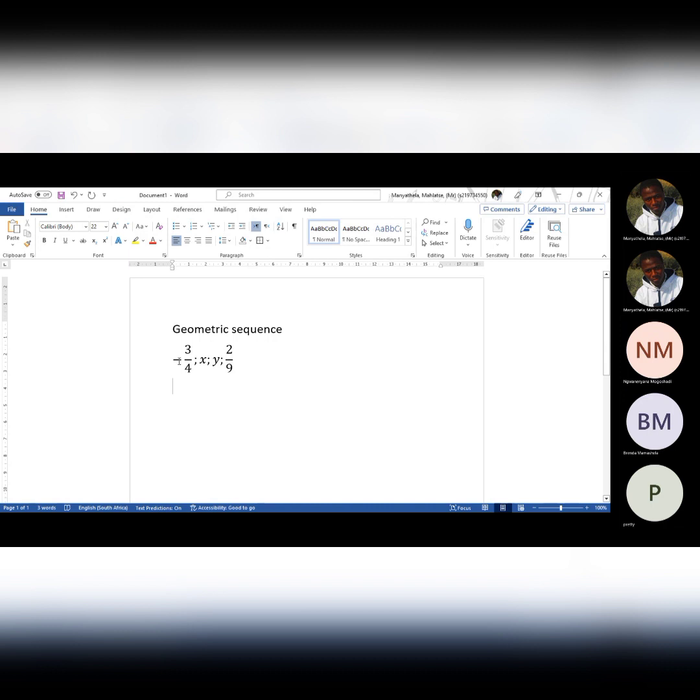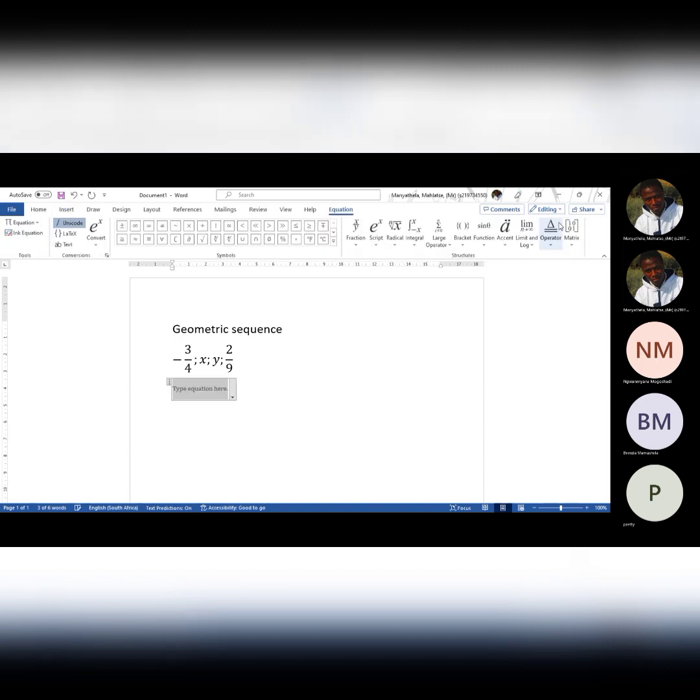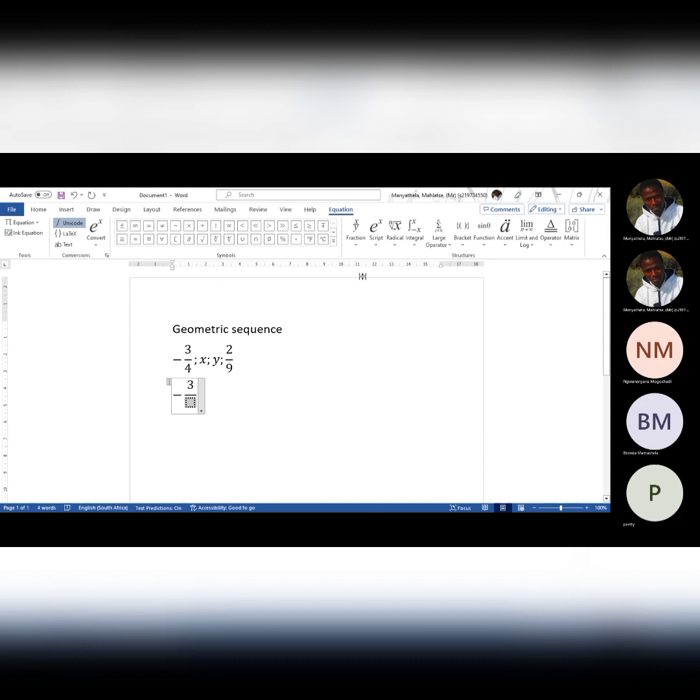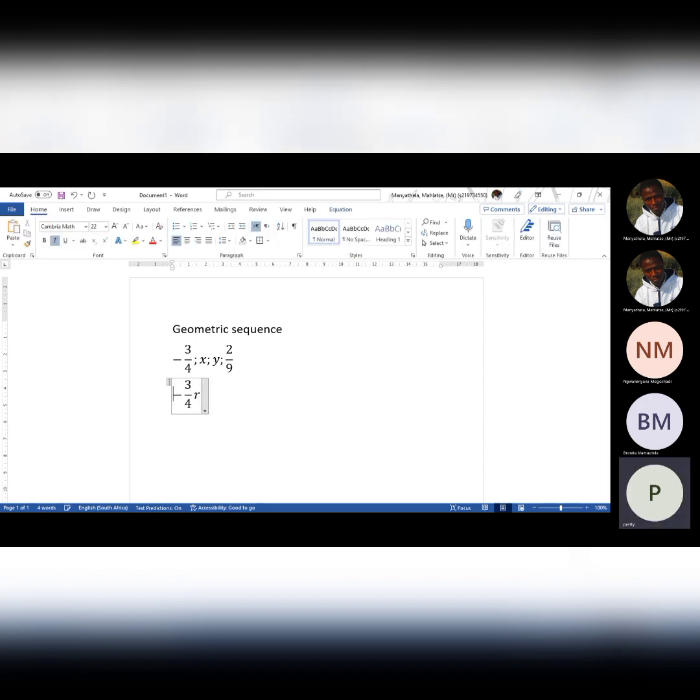Let's multiply x by that ratio to get to the next term. To get the value of x in terms of r, we take the first term, which is negative 4 over 3, and multiply by that ratio, which is unknown. That is the value of x in terms of r.